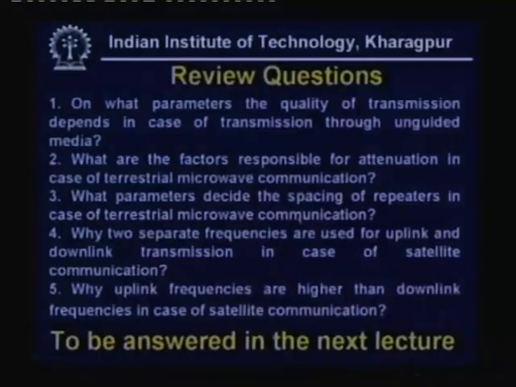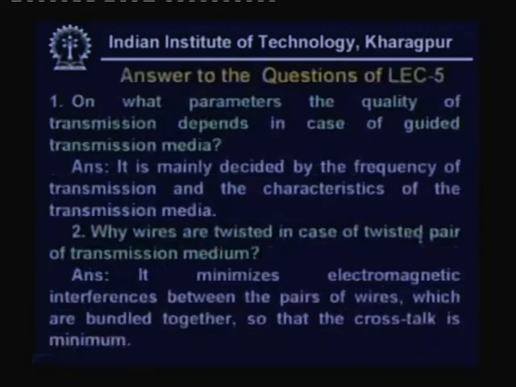Here are the review questions. Question number 1 is, on what parameters the quality of transmission depends in case of transmission through unguided media? What are the factors responsible for attenuation in case of terrestrial microwave communication? What parameters decide the spacing of repeaters in case of terrestrial microwave communication? Fourth question is, why two separate frequencies are used for uplink and downlink transmission in case of satellite communication? Fifth question is, why uplink frequencies are higher than downlink frequencies in case of satellite communication? So these questions will be answered in the next lecture.